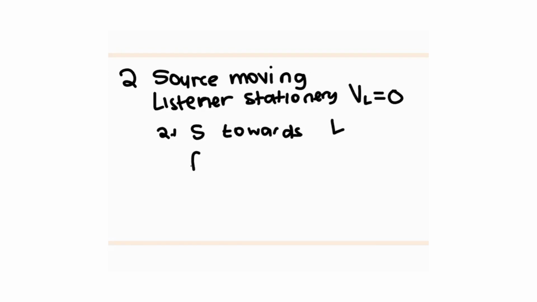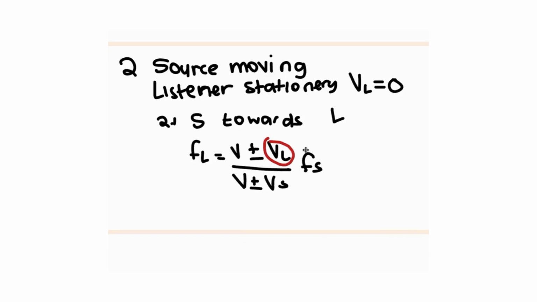We are writing now the entire Doppler effect equation, and we are saying now under these cases, because the listener is stationary, that part is going to be 0. So we are going to take it out. That part over there is 0. So we just have FL equals V over V plus or minus VS times FS.